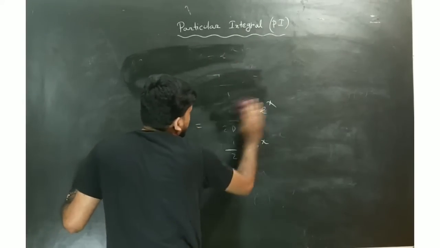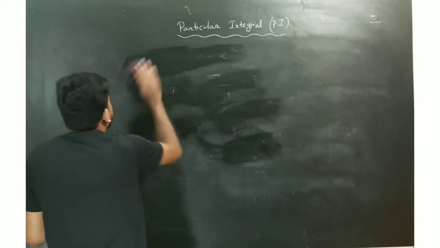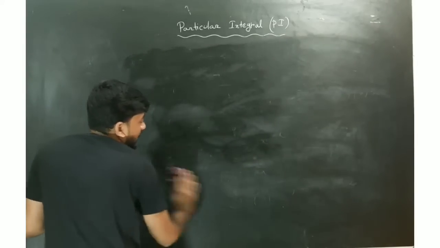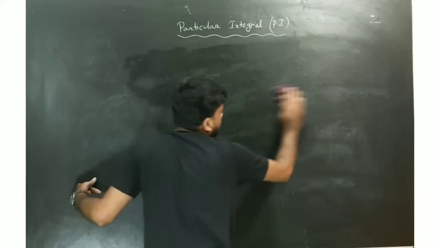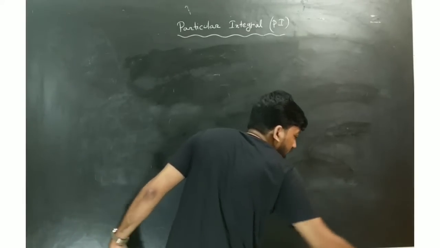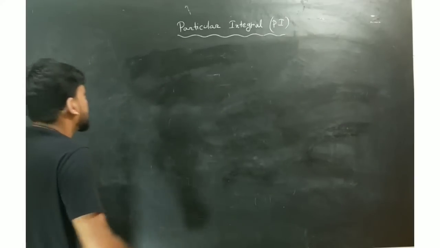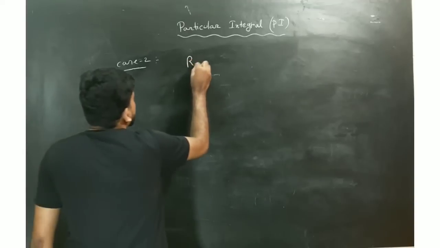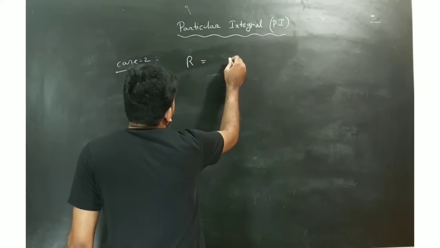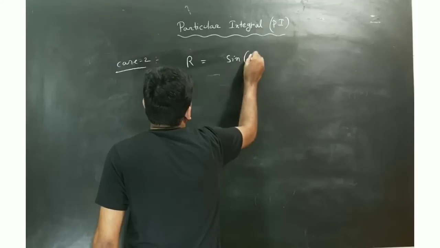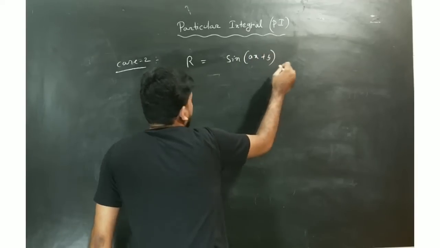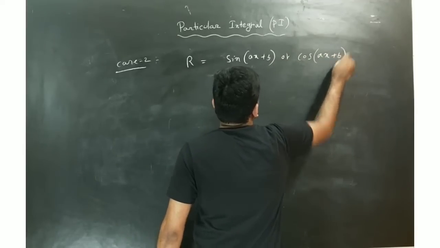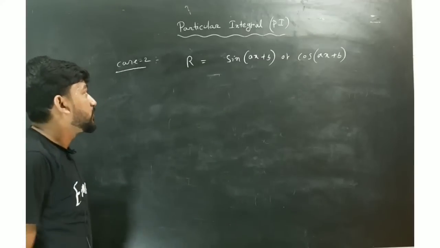So this is for e to the power x kinds of situation. That is, in each and every case your r is nothing but e to the power x form. But now if your r is in the form of sine or cosine, so case 2, suppose sin(ax + b), or if you have cos(ax + b). So in that case, what will be your particular integral?